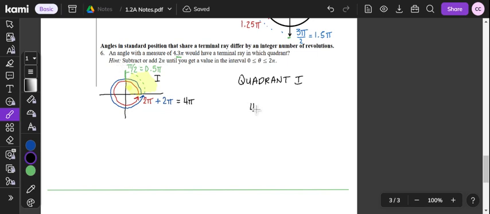So the way that the hint wants you to do it is if you take 4.3 pi, you subtract 1 full turn around the circle out of it. Well, that leaves you at 2.3 pi. You can subtract another full turn around, and that leaves you at 0.3 pi. And now, based on 0.3 pi, you can figure out where you're at. And again, you're in quadrant 1.